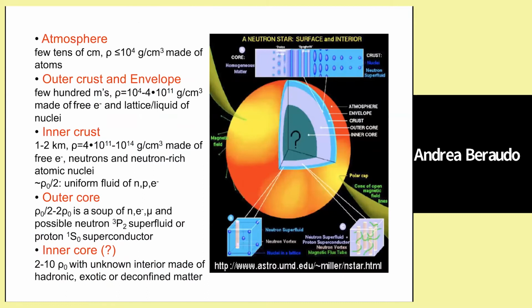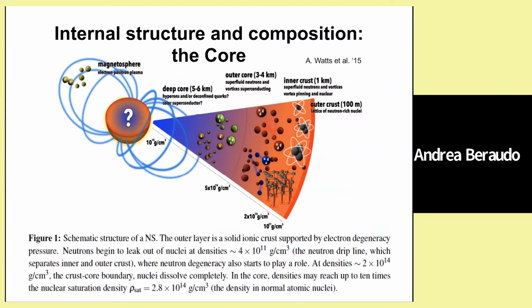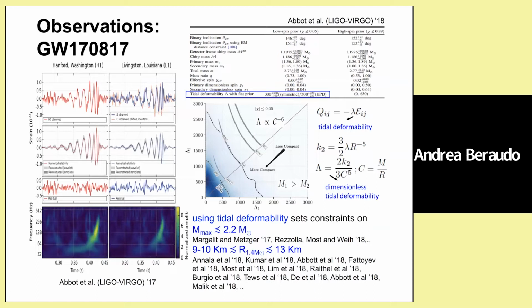This tidal deformability, how is it related to the equation of state? Suppose you have the pressure as a function of the density. Is it enough to extract the information, or do you need something more?